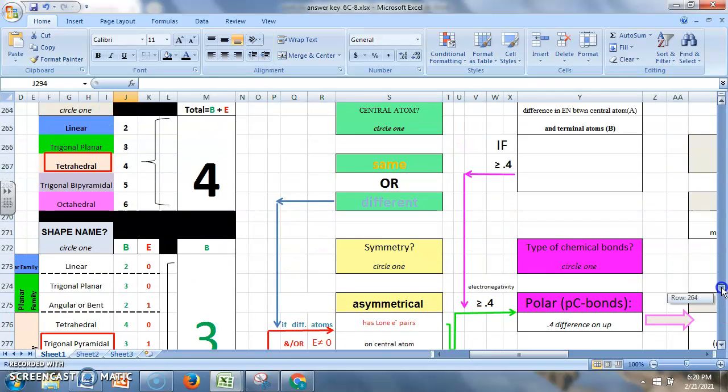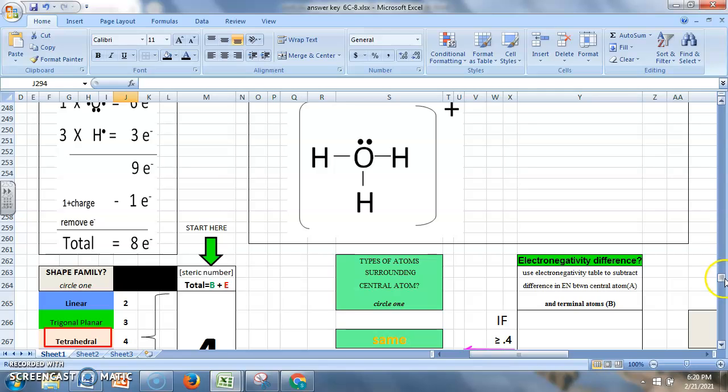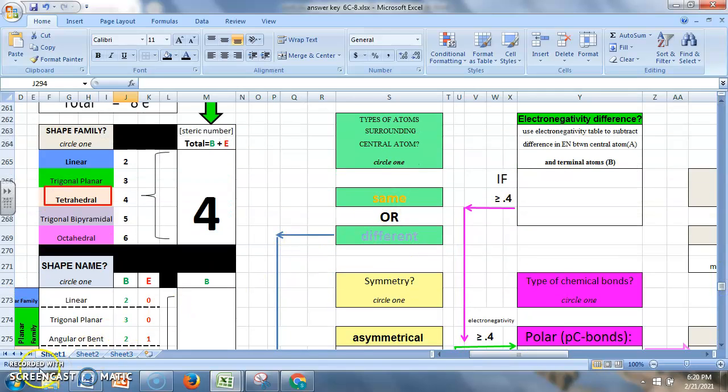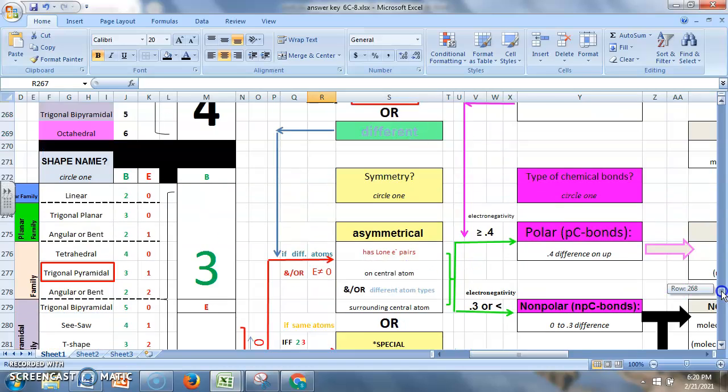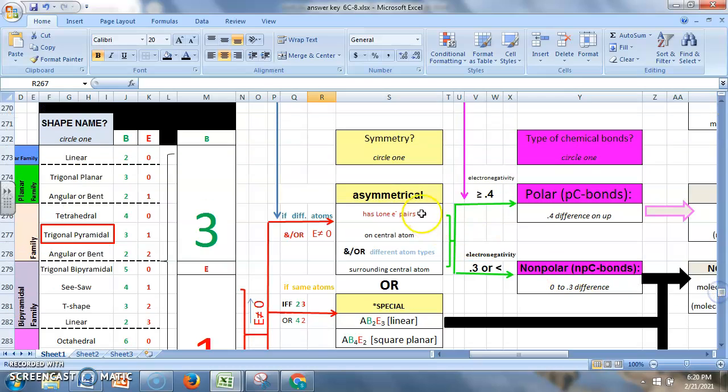Now let's take a look and see here. Do we have the same or different types of atoms surrounding the central atom? We have the same. They are all hydrogens. So we can circle same. And these atoms are not going to be evenly distributed. Our E is not equal to 0. Our E is equal to 1. Our B is not a 2. Our formula is not AB3E3 or AB2E3, and it's not AB4E2, so we don't go there. We're going to pop right up to here. E equals 0 is symmetrical. If it has different atoms, and it doesn't, and E is not equal to 0, it's equal to 1, we have an asymmetrical shape.